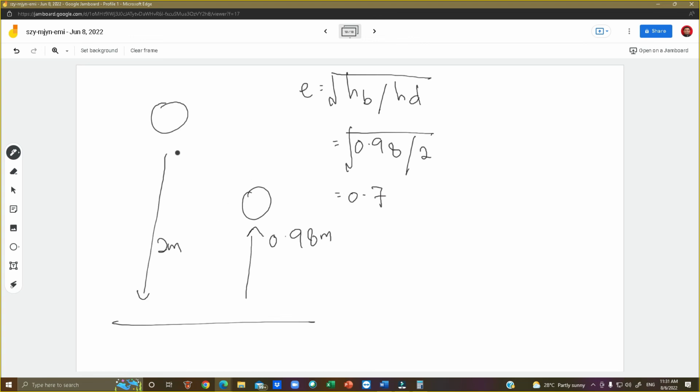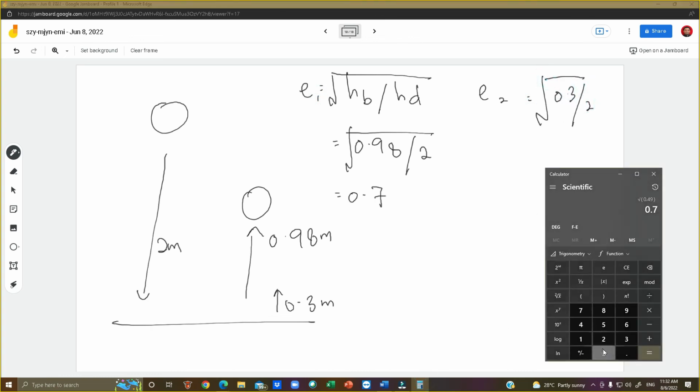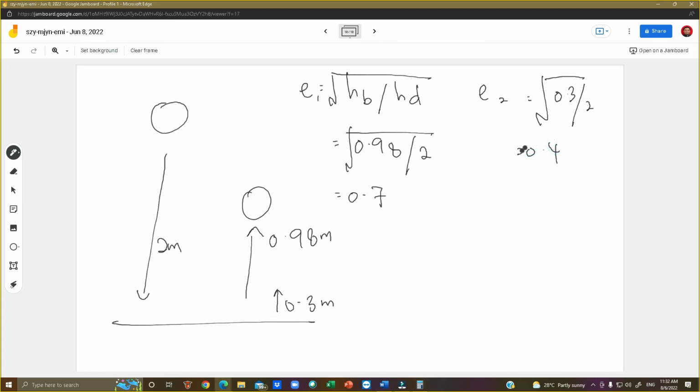So how about this? We drop from 2 meters and then the ball bounces at 0.3 meter. Okay. E2. This is E1. 0.3 divided by 2, square root of it. 0.38, about 0.4. So we know that this one is nearing plastic. This one is nearing elastic.